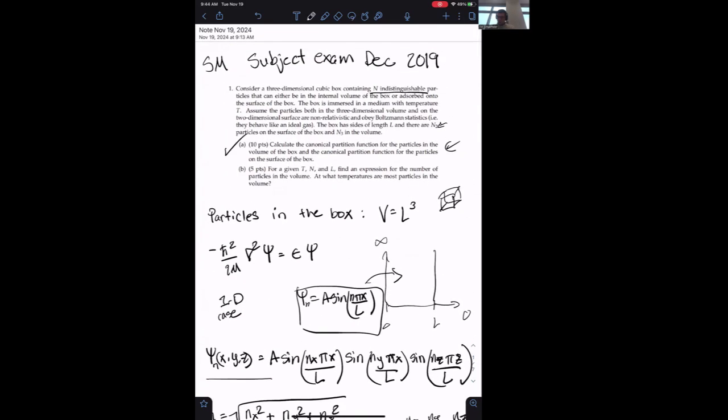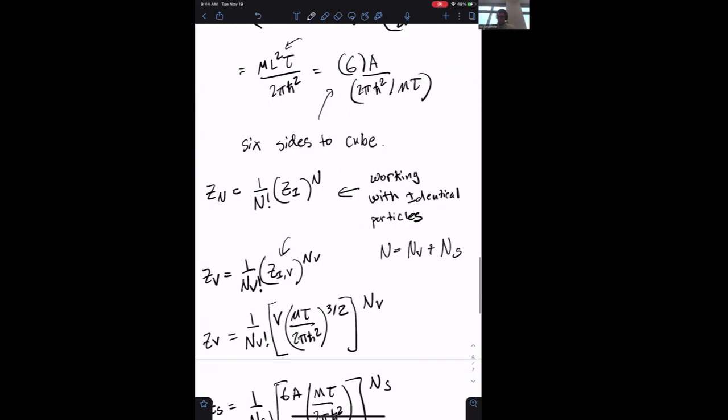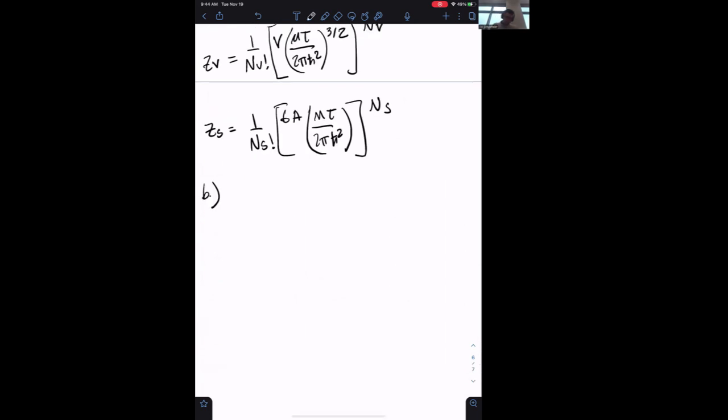Part B, for a given T, N, and L, find the expression for the numbers of particles in the volume. At what temperatures are most particles in the volume? So to do this next part, we're going to have to use the chemical potential. So there's a couple more useful formulas. In general, the single particle partition function can be written in terms of something called the quantum concentration.